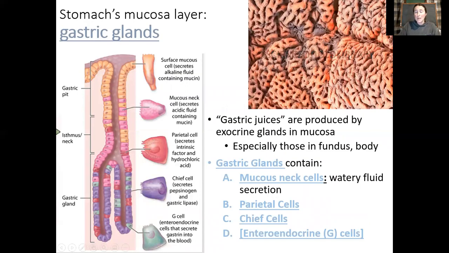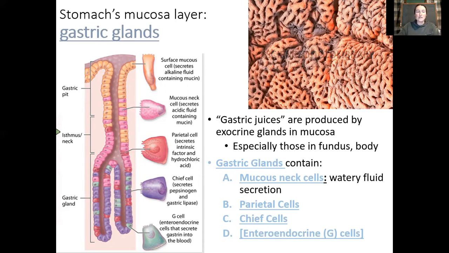Okay, so here we can see what this would look like under the microscope. Lots of little holes. Those are gastric pits. They open up into gastric glands. Okay, so the gastric glands secrete gastric juices. Sounds tasty, right? Well, what exactly is that? Gastric glands, closest to the lumen here, secrete a watery fluid that is the juice part itself.